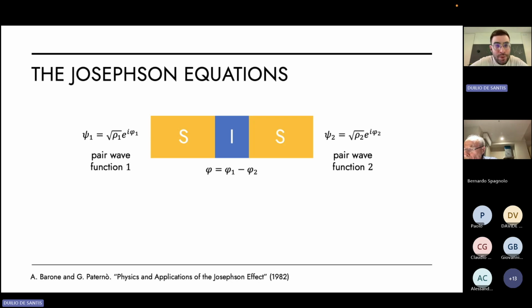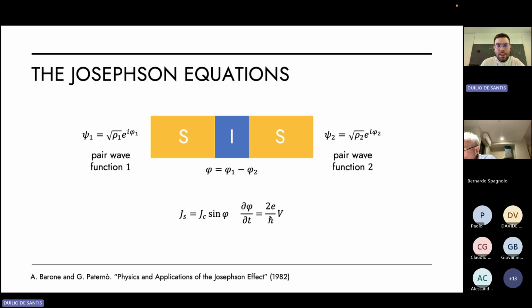A physical system which is very important for my research activity is the Josephson junction. A junction is made by sandwiching a thin insulating layer between two superconducting materials. We know that superconductors can be described through pair wave functions, and in particular the physics and dynamics of these devices are essentially governed by the phase difference φ between the macroscopic wave functions which characterize superconductors 1 and 2.